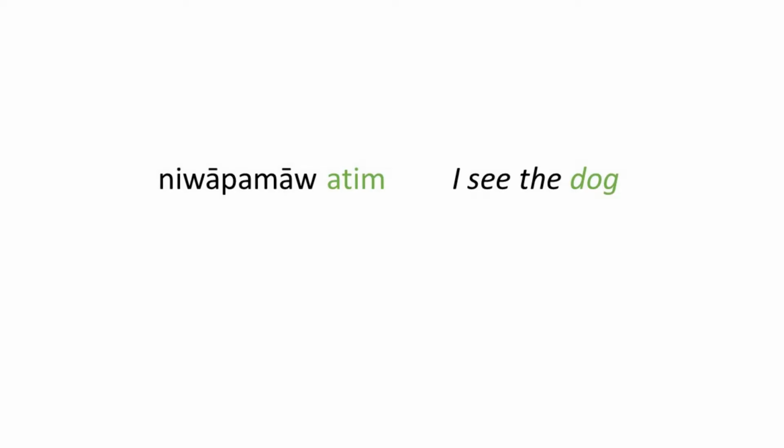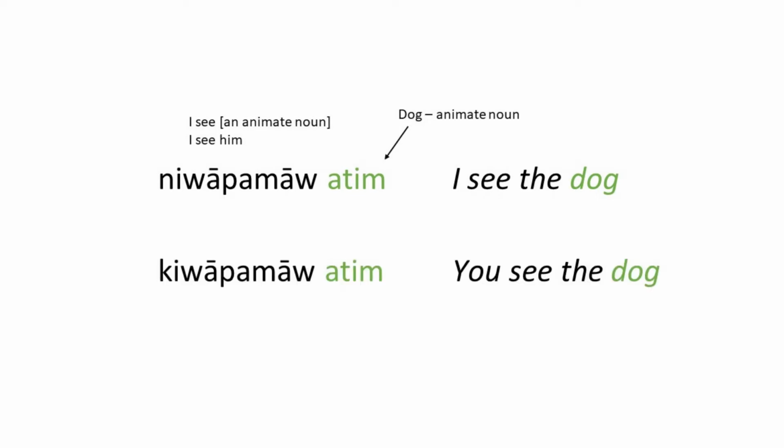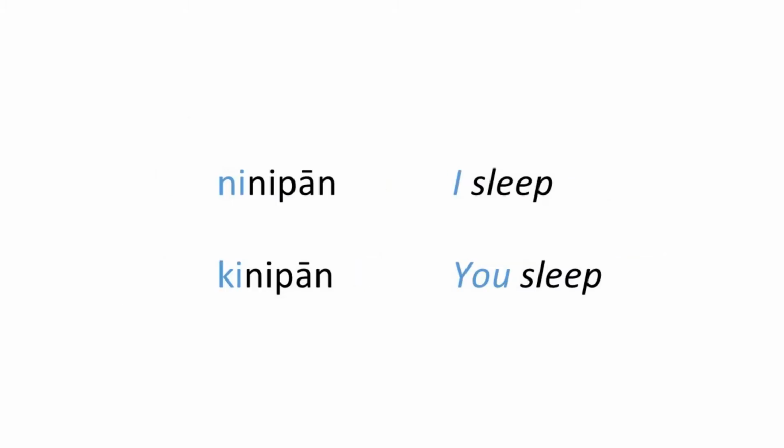I see the dog. Nawabamaw atim. The noun atim means dog, and the verb nawabamaw roughly translates to I see an animate noun, or I see him. To say you see the dog, we say gewabamaw atim. As you can see, we change the person marker ni at the beginning to ge, changing the meaning from I to you. We can see the same person markers in the intransitive verbs for I sleep and you sleep.